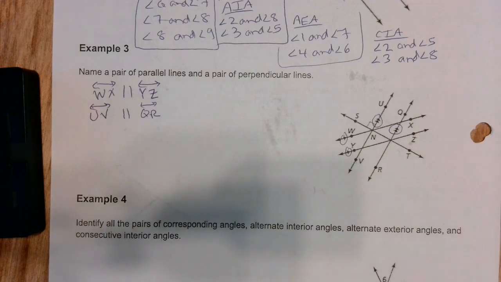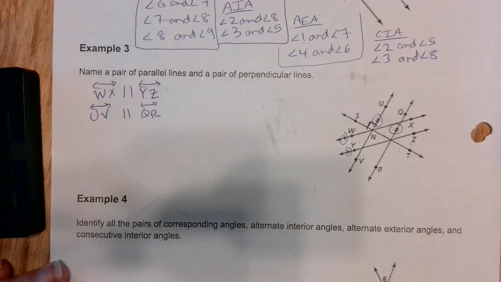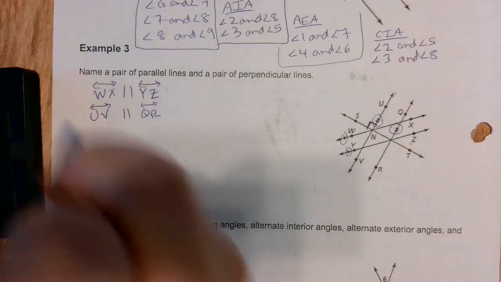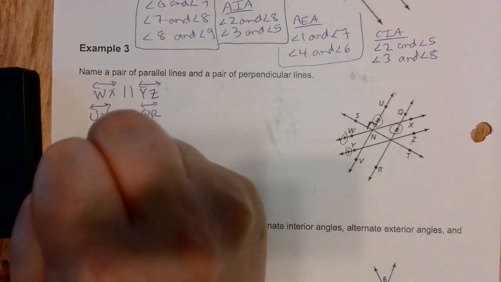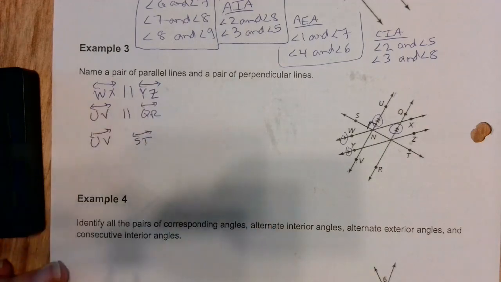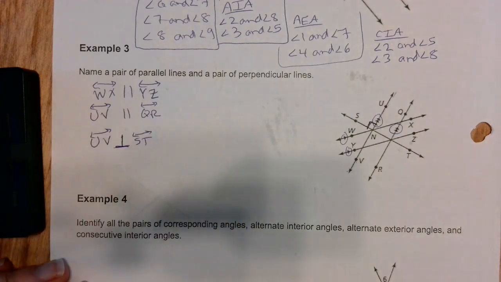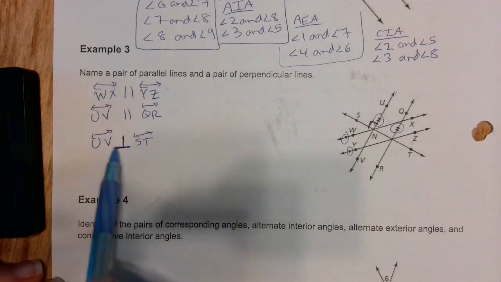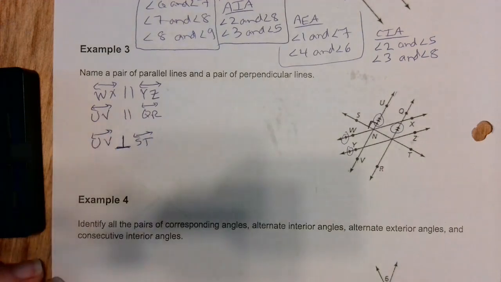Do we see any perpendicular? Are there any symbols here for perpendicular? The 90-degree mark. And right here, right in this corner. So that's between line UV and line ST. The symbol for perpendicular, it's like an upside down capital T. There are 2 line segments that are actually crossing at 90 degrees. You don't need to put the 90-degree symbol in it. That's just the symbol for perpendicular.